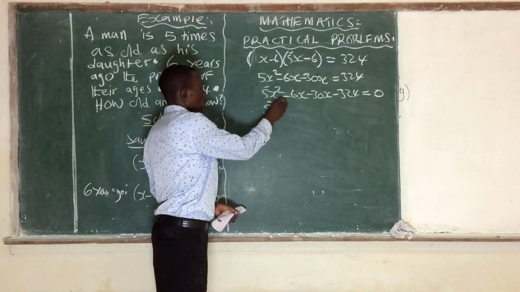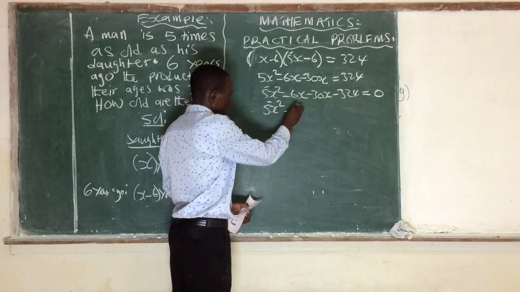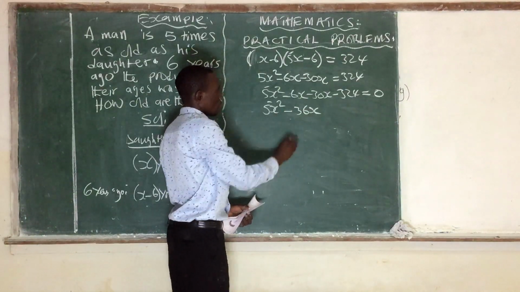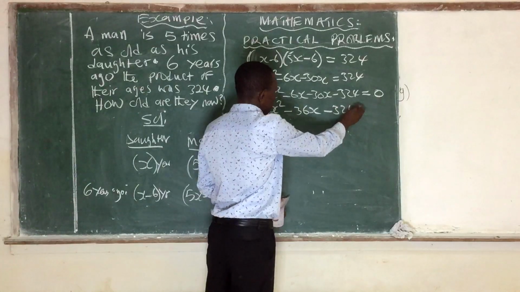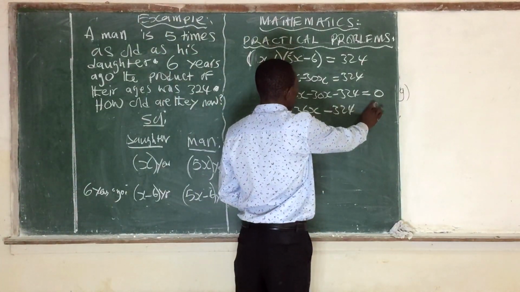Here we have got 5x squared. This and like terms, and this one give us negative 36x. Then we have got minus 324. Right. And this one will always have a variable here.